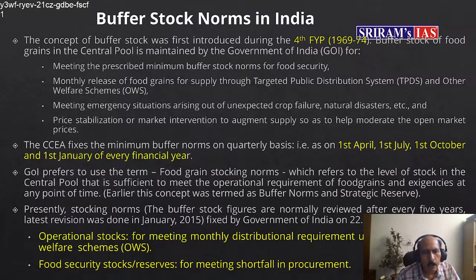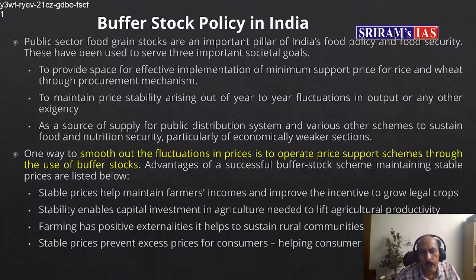But as I said, the PDS system will function smoothly only when the supply of food grains is enough and smoothly supplied to the states. And as I said, the responsibility of ensuring the availability of the food grains lies with the central government. And therefore, the central government has to ensure the availability of food grains to all these states.